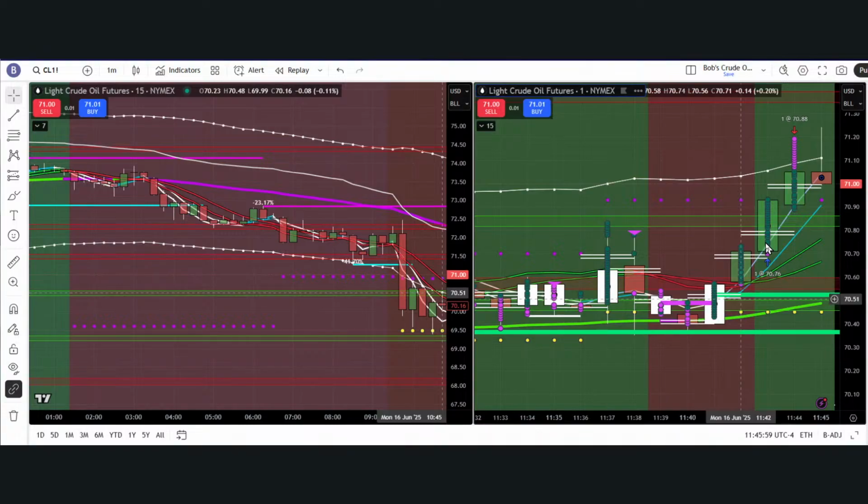Practice entering, exiting, doing all that stuff. Bob, one thing I'm going to ask is why do you have 15 indicators on your 1 minute chart?